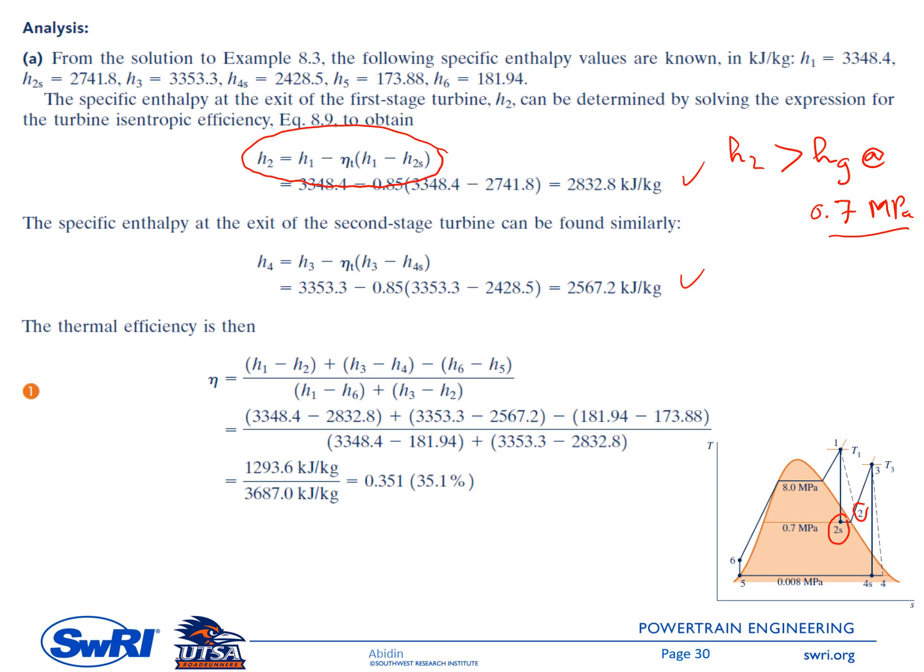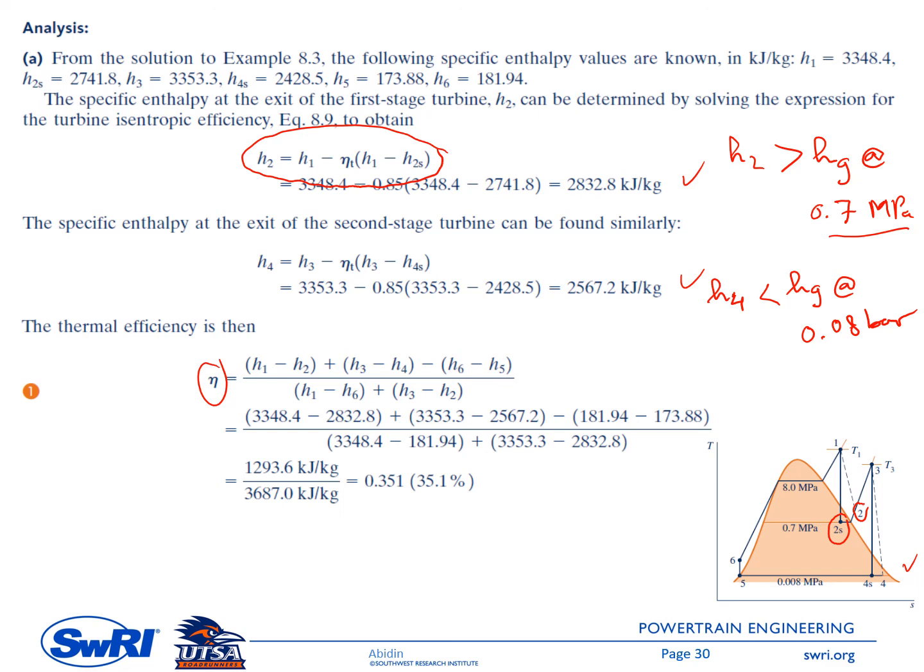Okay, similarly, you can check h4, and looking at this T-S diagram, h4 is inside the dome. So in this case, h4 is lower than hg at 0.08 bar. Once we have h2 and h4, we can recalculate the thermal efficiency of the cycle.